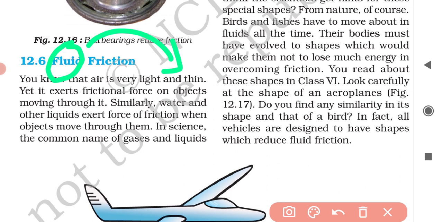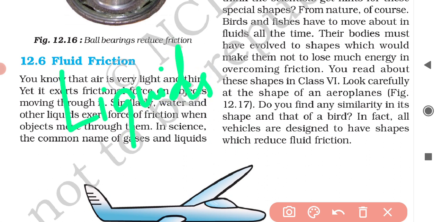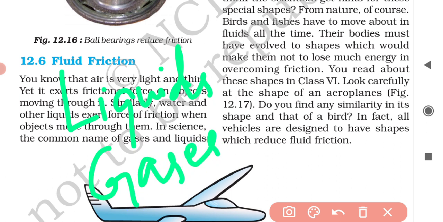Those substances which are able to flow easily are called fluids. These fluids have no fixed shape, like liquids and gases. You have learned the three states of matter in the lower classes: solid, liquid and gas. So liquids and gases can flow easily.